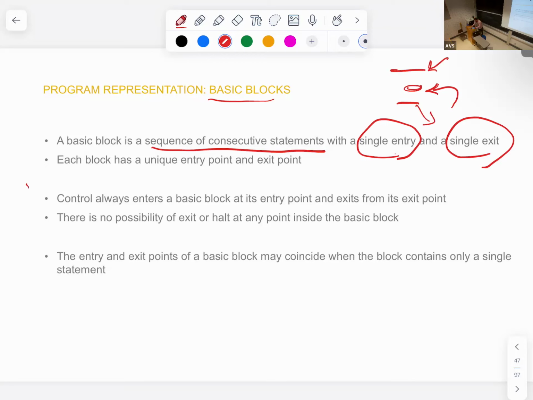So in other words, the control always enters at the entry and exits at the exit point. There is no possibility of exiting or halting anywhere in the middle of the basic block. And then, if your basic block is just a single instruction, then that means that your entry and exit are exactly that one single statement, that one single instruction. So it's totally normal for a basic block to be just one instruction. In fact, in the examples that we're going to go through, there are ones that have only one instruction, but the whole point of a basic block is that it has to be continuous. Okay. But continuous could also mean one.